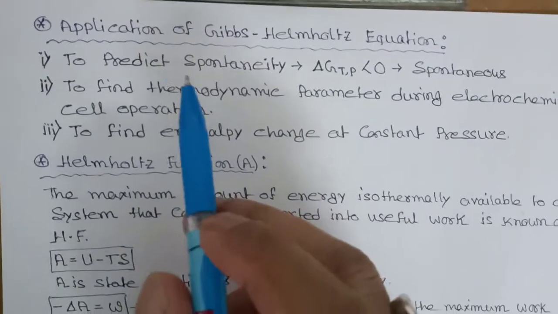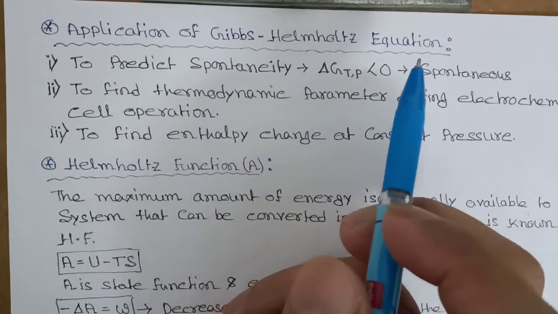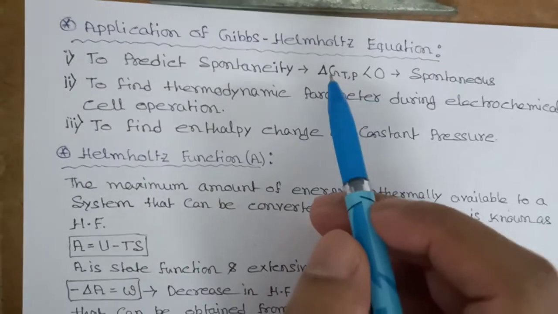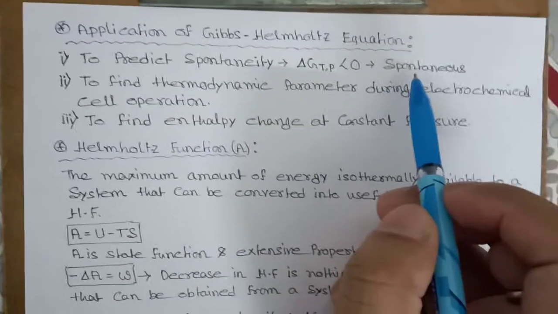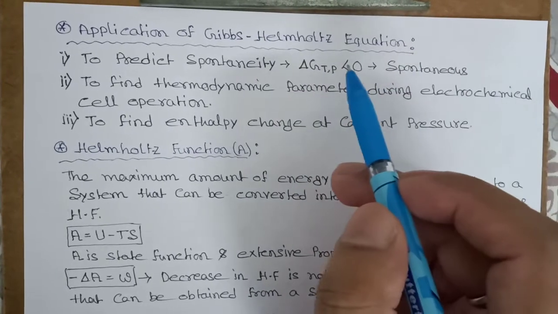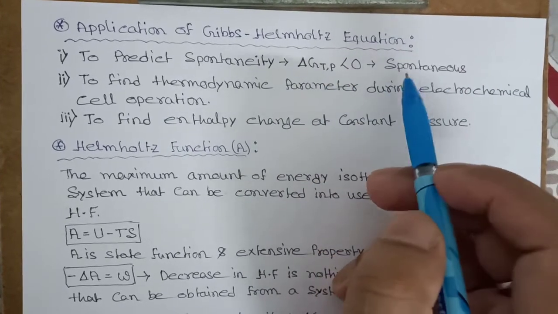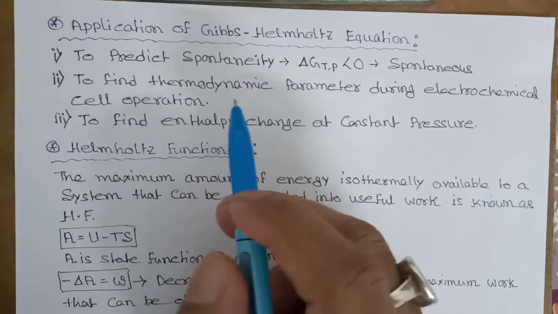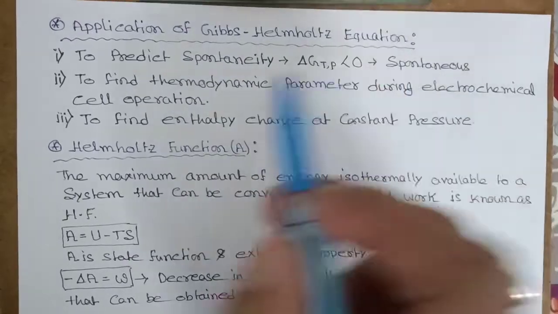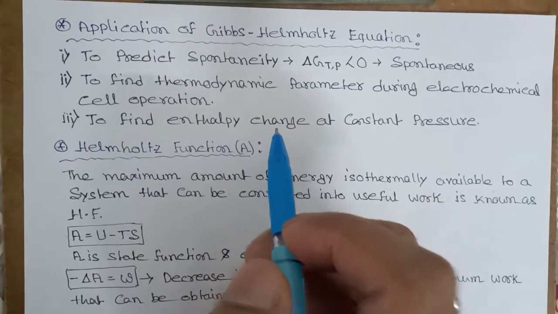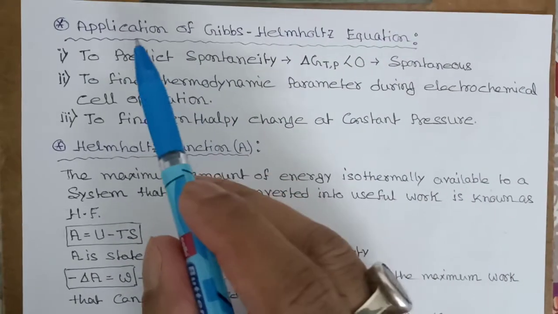Now we will learn applications of the Gibbs-Helmholtz equation. First, to predict spontaneity: when ΔG is less than 0, the process will be spontaneous, when ΔG is greater than 0, the process will be non-spontaneous, and when ΔG is equal to 0, the process will be in equilibrium. Second, to find thermodynamic parameters during electrochemical cell operation. And last one is to find enthalpy change at constant pressure. These are all the applications of the Gibbs-Helmholtz equation.